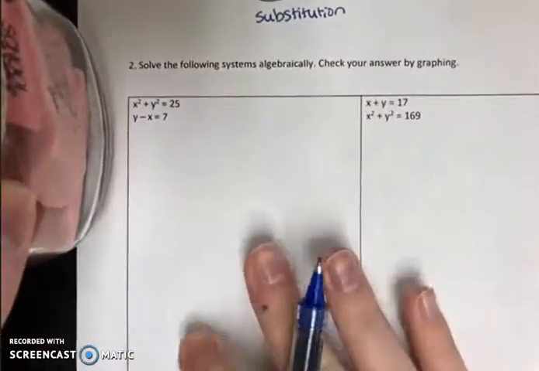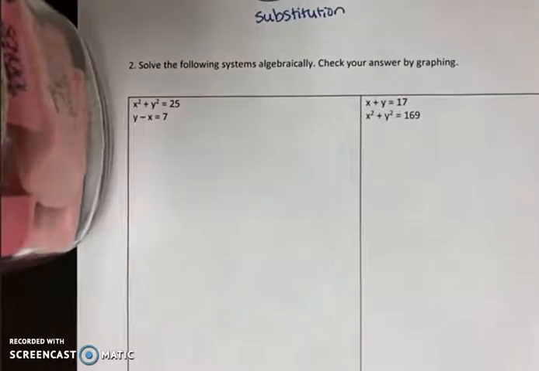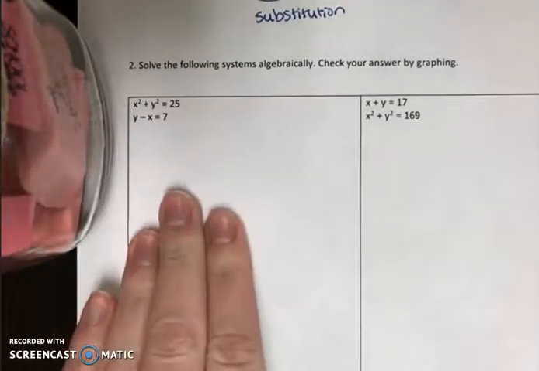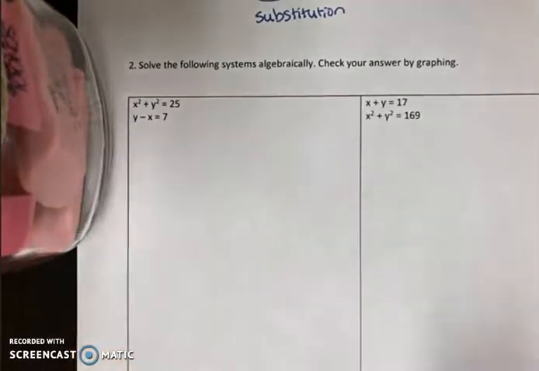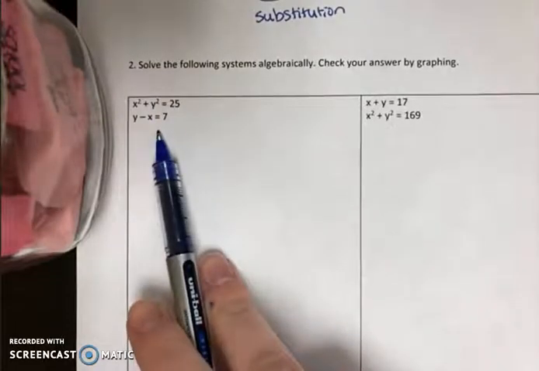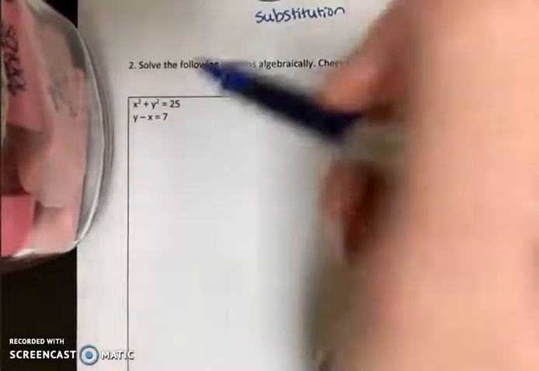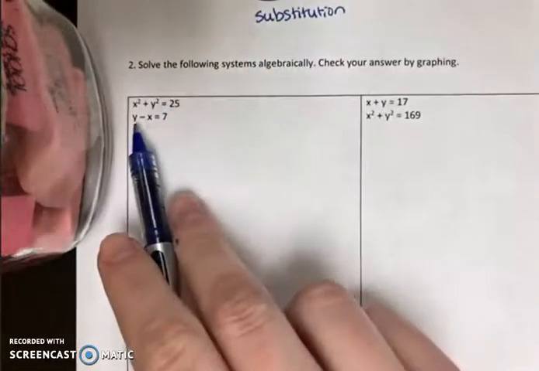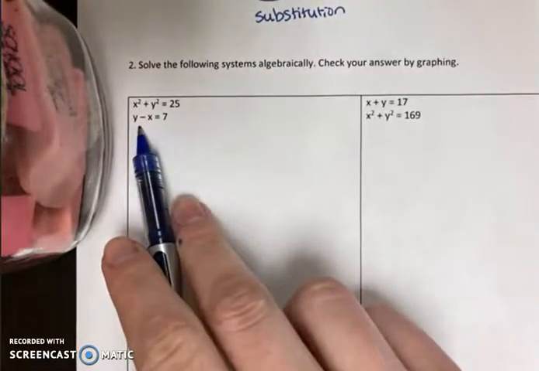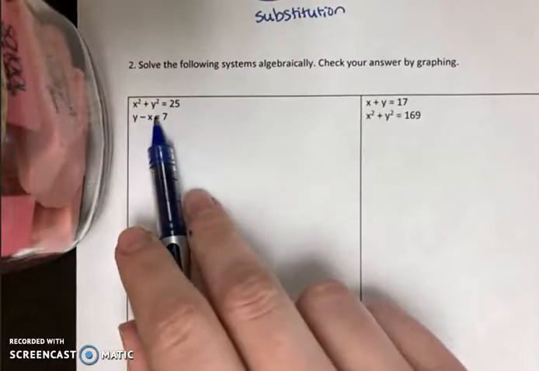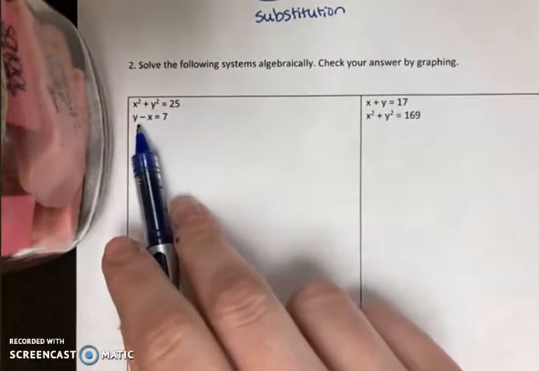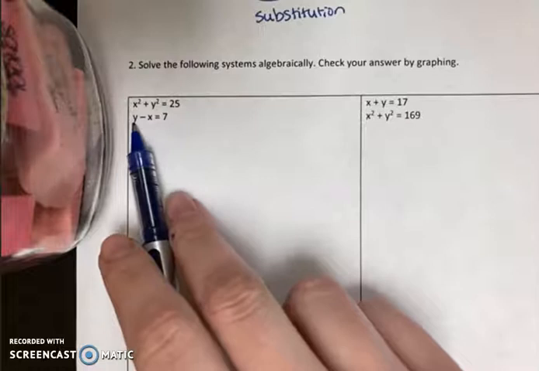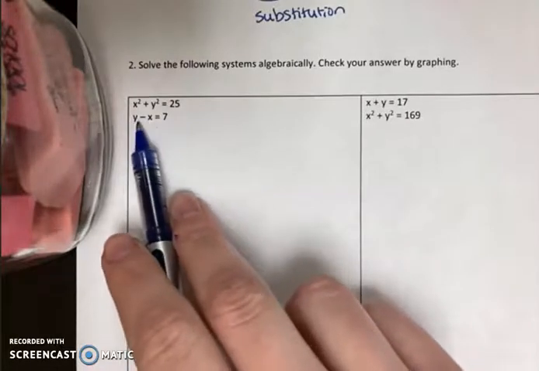Number 2, there's 2 different problems we're going to be attempting. First thing we're going to do is this part A right here. We have 2 different equations and we're going to solve them algebraically. Once we're done, we'll check our answers on Desmos. If you're going to be using substitution, you want to rewrite the linear equation and plug it into the circle equation. It doesn't matter if you rewrite solving for x or y.